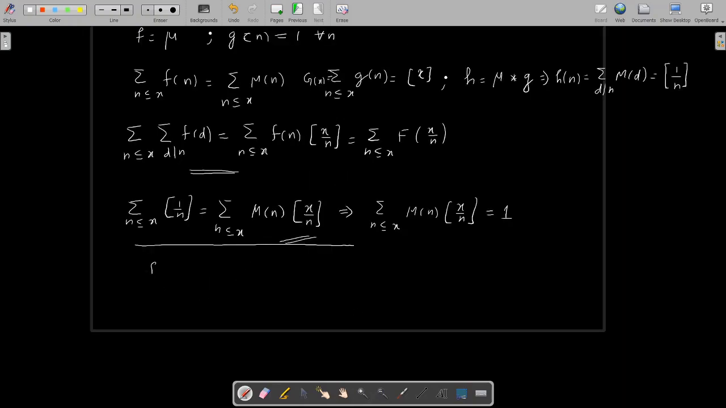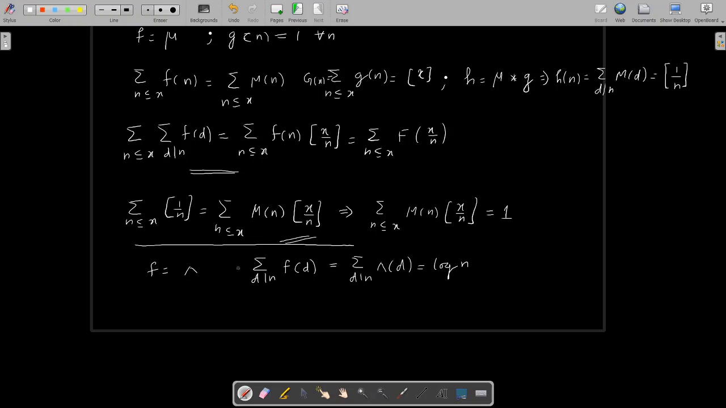Now if you replace this f by lambda and g by the same function, you can get sigma d divides n f of d is equal to sigma d divides n lambda of d, and this is proved as log n.